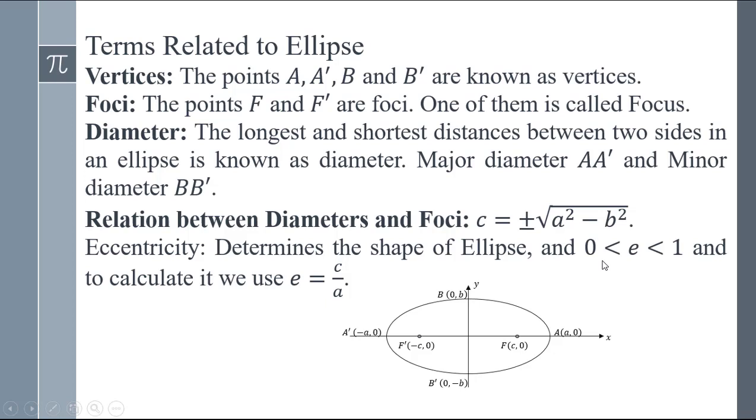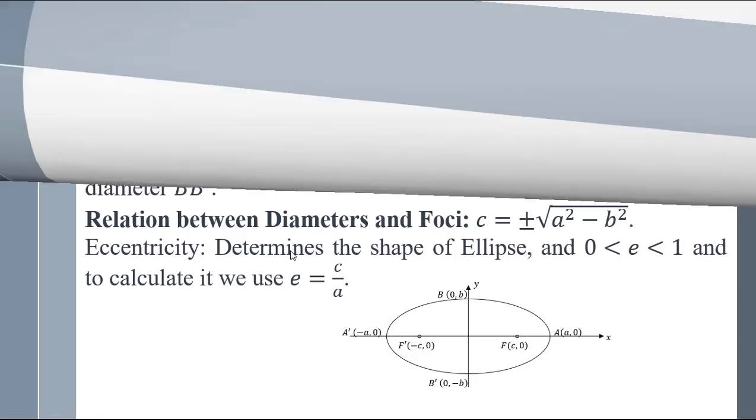But for an ellipse it is between 0 and 1, and anytime you want to calculate the value of eccentricity for an ellipse, it should be between 0 and 1. The formula used to calculate eccentricity for an ellipse is E equal to C by A.